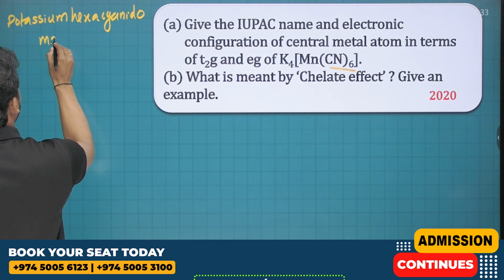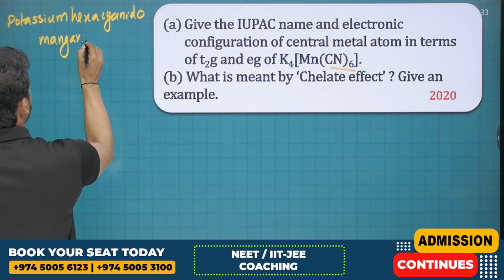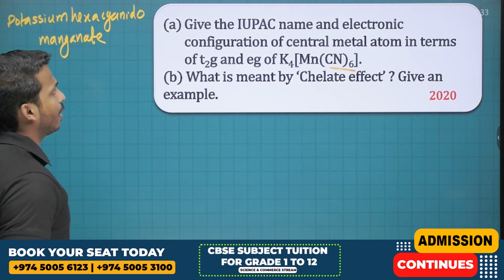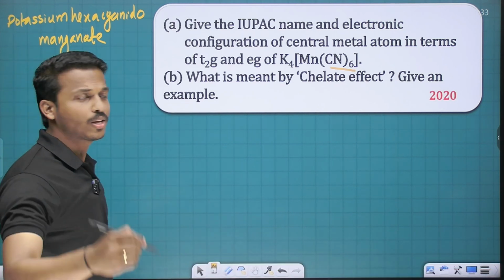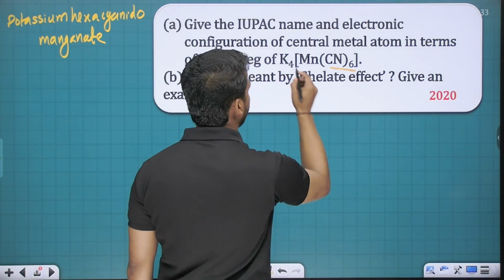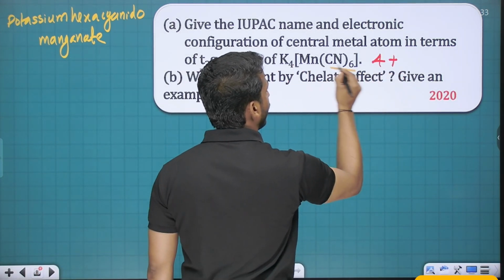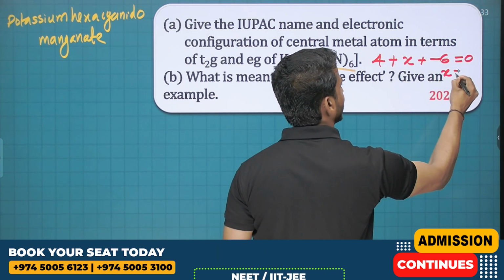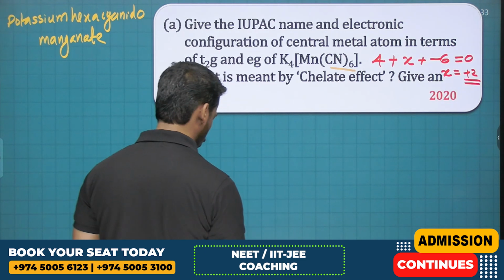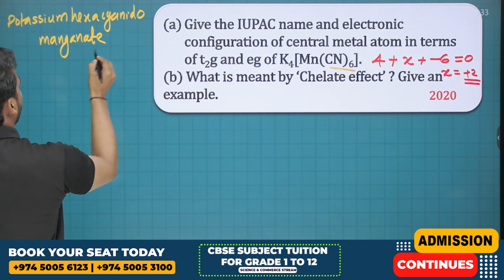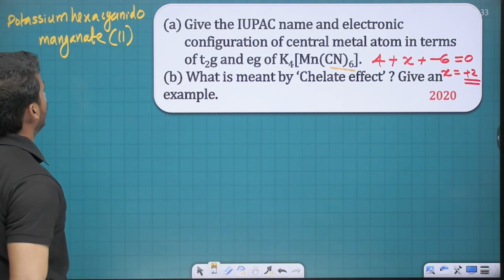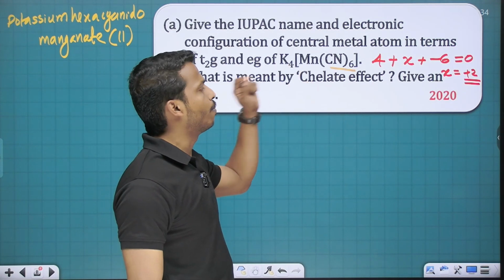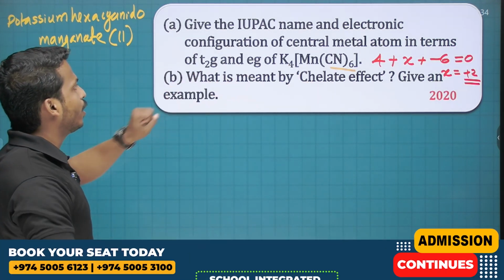Mn is in the anionic part, therefore manganate, right? Manganate. Potassium hexacyanidomanganate. Calculate the oxidation state, my dear. Here 4 potassium, charge +4, manganese X, 6 cyanide, -6, overall 0. Yes, X equal to how much? +2. So when you're writing +2, we can write it like this. So potassium hexacyanidomanganate(II) is the IUPAC name.